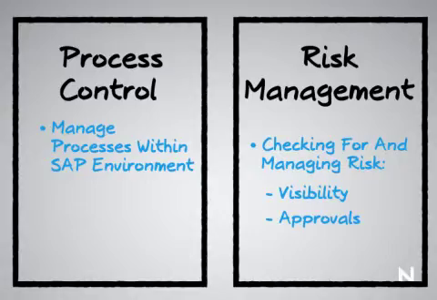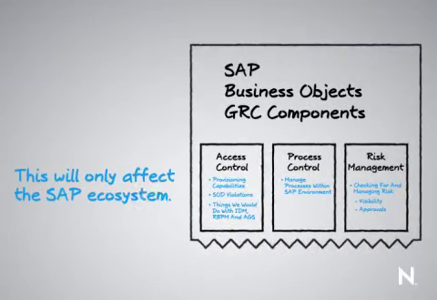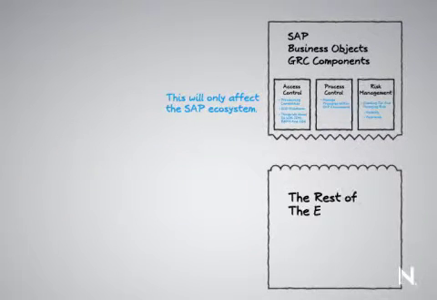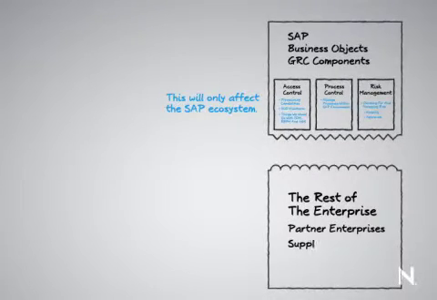But again, this is only going to affect the SAP ecosystem, or that little city, if you saw one of the other Chalk Talks that I drew earlier. The SAP ecosystem, there's a lot in it, but remember, there is a lot more outside of that. There's the whole rest of the enterprise. And we're not just talking here about their enterprise. We have to remember partner enterprises, suppliers, in some cases government, whatever it might be that is outside of that.